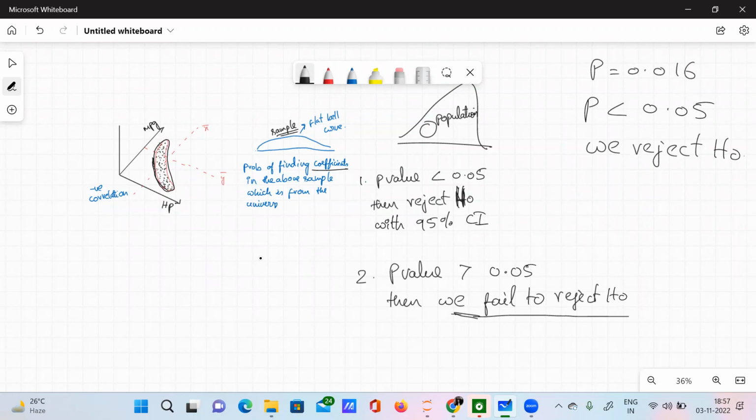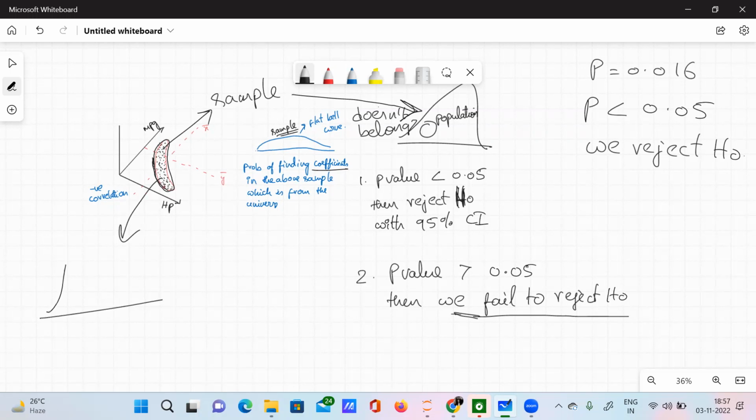Because if the P value is less than 0.05, then we can confidently say that this particular sample data does not belong to this particular population, that is this particular universe. This sample data doesn't belong to this population. That means this sample data belongs to some other universe.